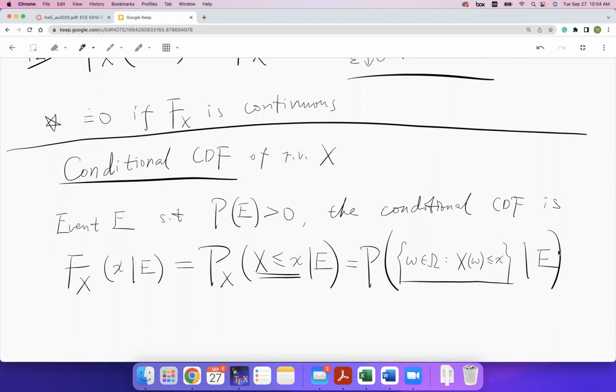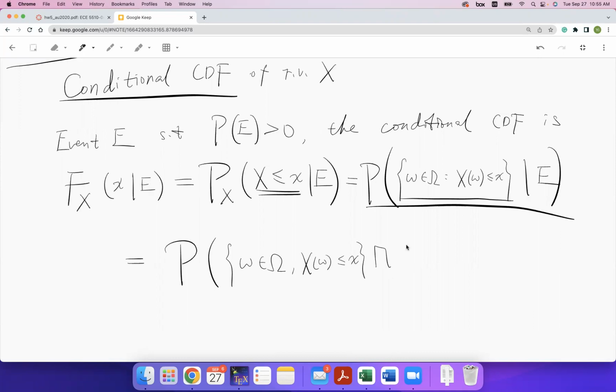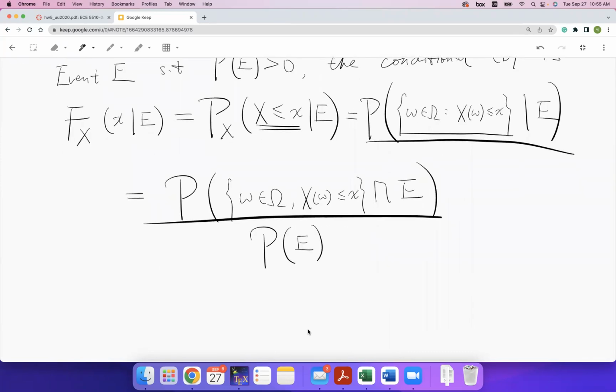This event and E are both in the original space. And then this reduces to the conditional probability that we talked about in the previous lectures. So precisely this means the probability of the joint event, which is this event intersect this event, divided by the probability of the conditioning event. Okay.